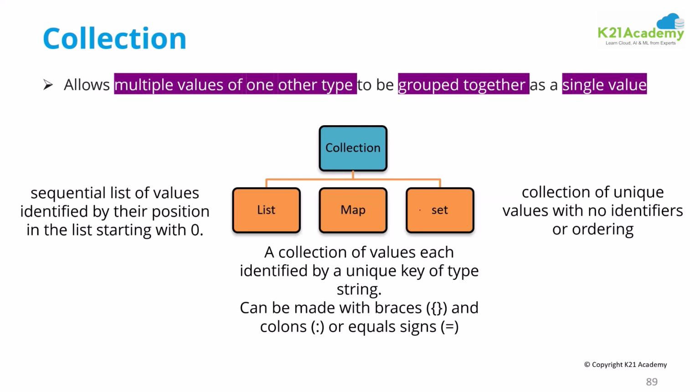Now, more than one, it becomes a collection. Under collection, we have three of them: list, map, set. Okay. Now, the question is, what is a list? A list is just like Python. If you know Python, this concept of complex data types, list, map, set, is very similar to Python.